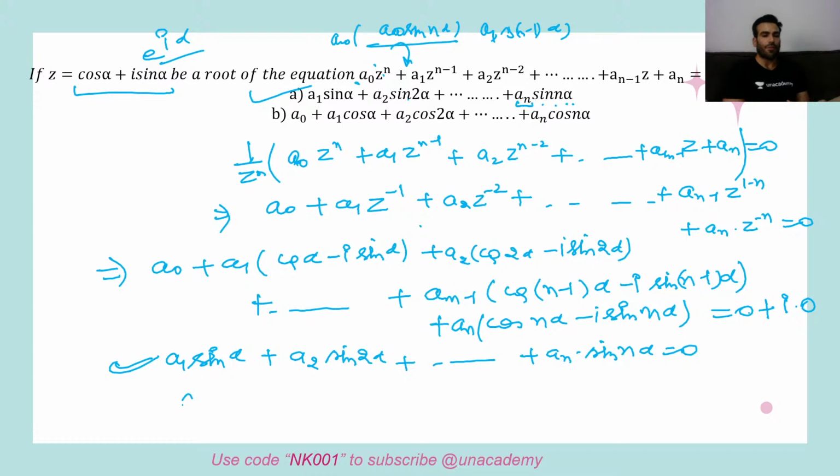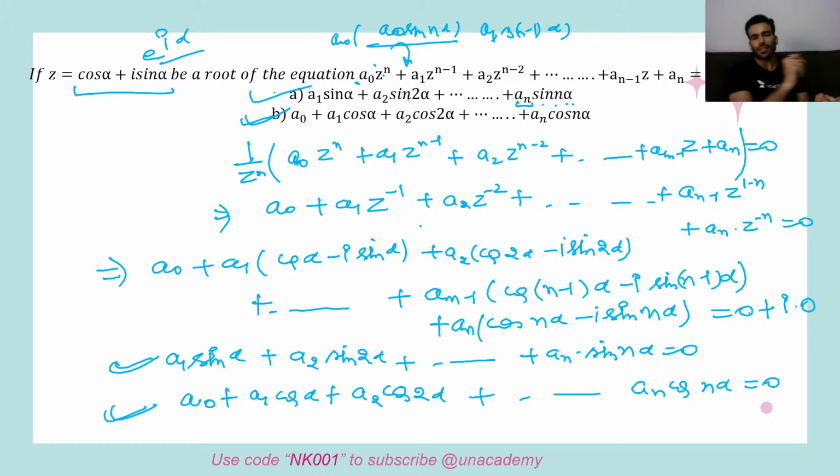For part B, it will be what? a0 plus a1 cos alpha plus a2 cos 2 alpha, and this will continue till an cos of n alpha. This is equal to 0, and this is proof for part B. Done. That's it. That's what we have to do.